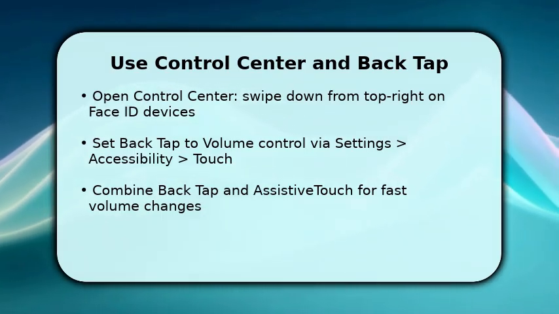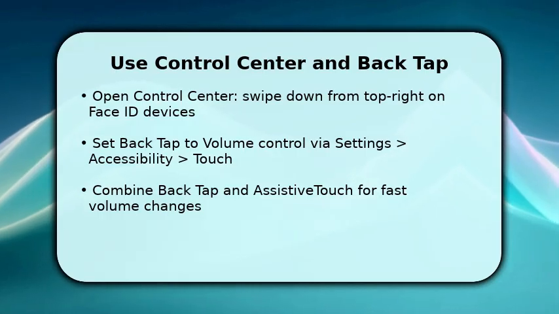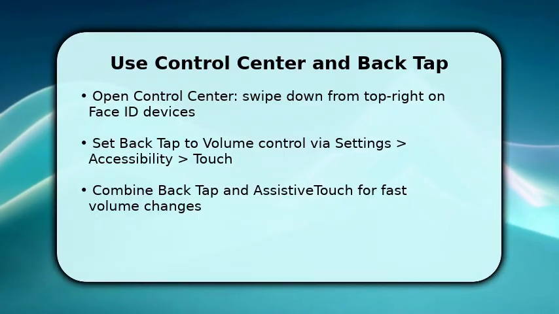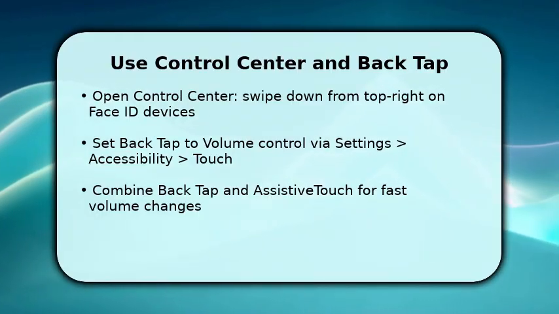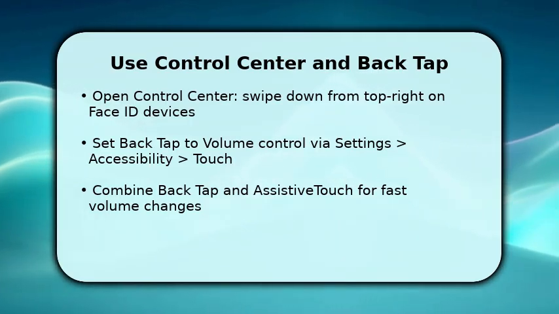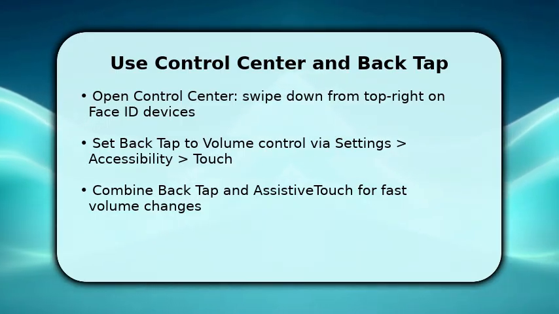Then set back tap. Go to Settings, Accessibility, touch Back Tap, and assign double or triple tap to a shortcut for volume or for Assistive Touch. Make sure both gestures don't conflict. Once configured, you can tap the back to change volume instantly or use Control Center for precise levels.